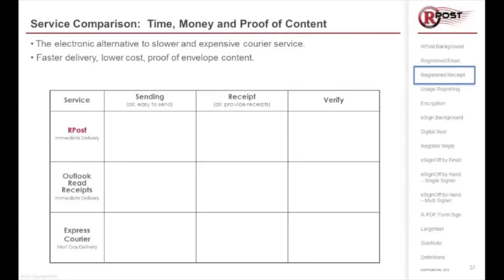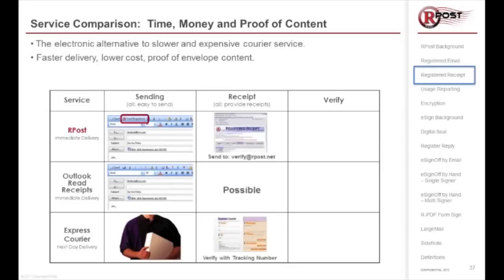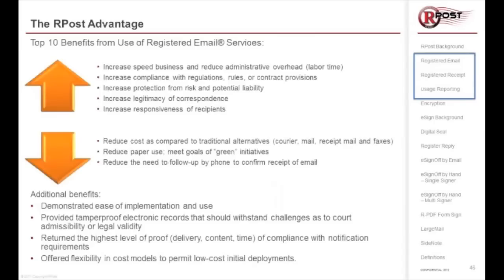The RPost system is very easy to send, just like a courier or just like an email using an Outlook read receipt. RPost and a courier are the only ones that will give you a receipt 100% of the time without the receiver doing anything. And RPost is the only service out there that will prove not just delivery and time, but also prove the content of the email and attachments. So to summarize, the registered email services increases speed, compliance, protection from risk, certainly reduces costs, paper, toner, and also the need to follow up.